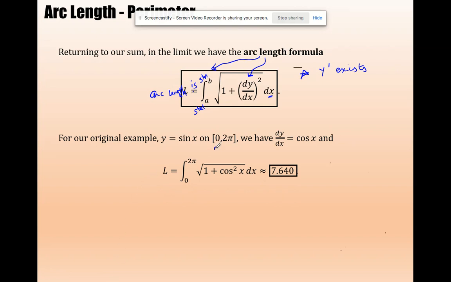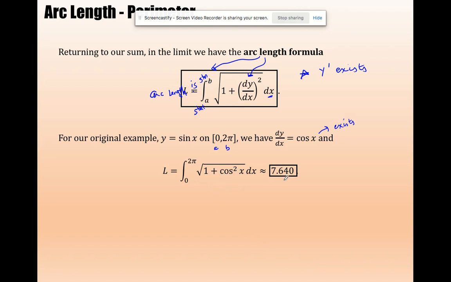So notice this was my A and this was my B, start and stop. My function was sine x. My derivative was cosine x, dy/dx, exists and is continuous everywhere. So in my formula, 1 plus cosine of x all squared.